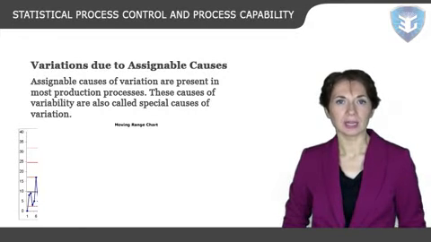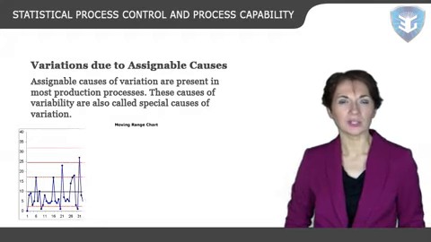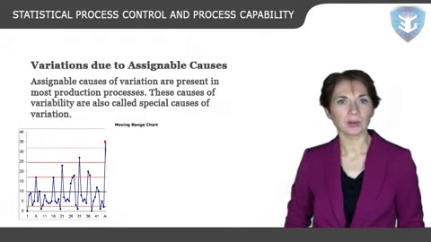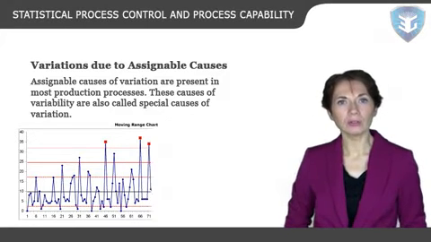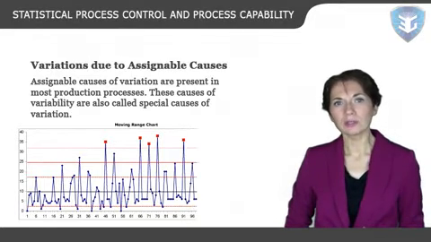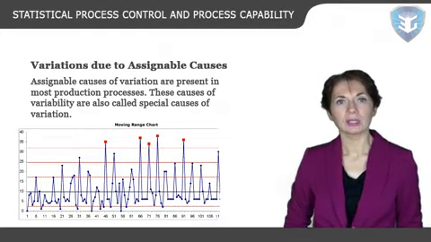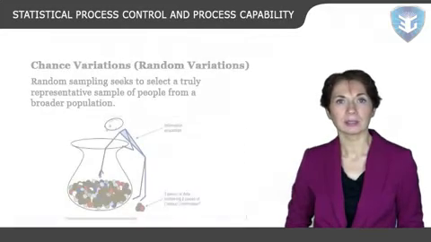Variations due to assignable causes. Assignable causes of variation are present in most production processes. These causes of variability are also called special causes of variation. The sources of assignable variation can usually be identified, leading to their elimination.